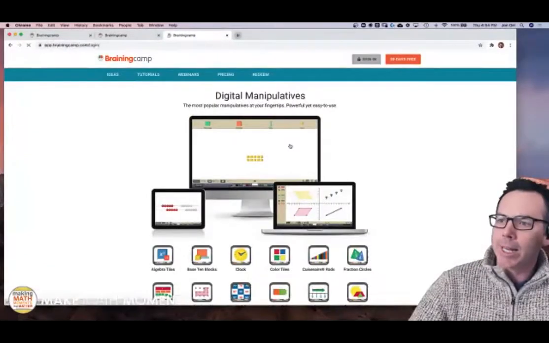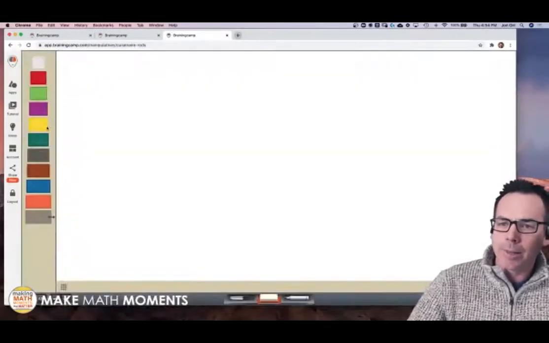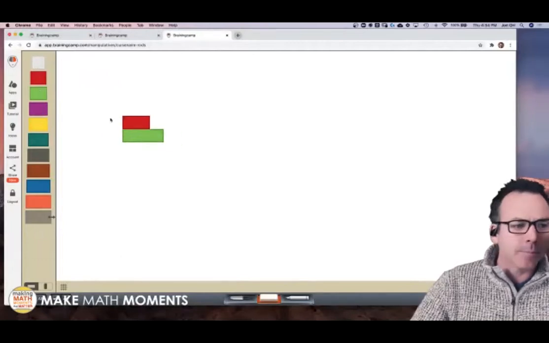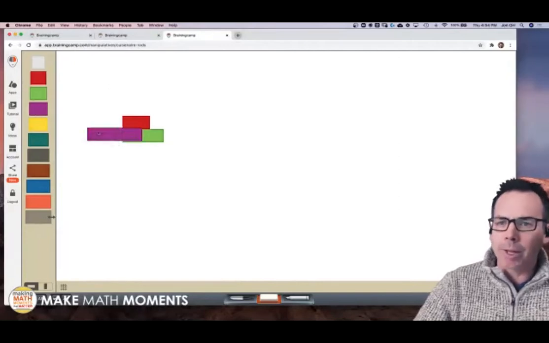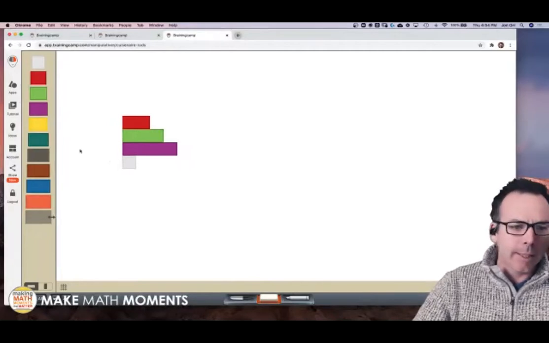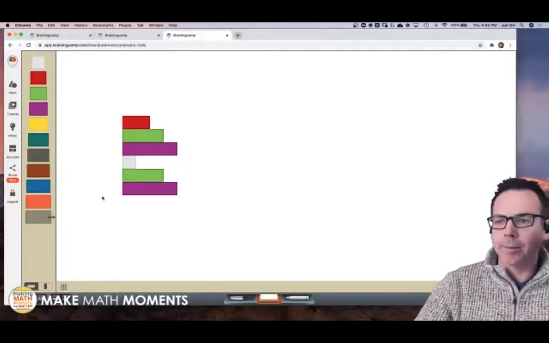So over on Braining Camp, they've got lots of tools here. I did the cubes. You already saw the number lines. There's Cuisenaire rods here. And so you can build it out there. If they say that's 1, then that's 2. And then there's a doubling right here. And then what do we have? We have, say, thirds right here. And then we go back to 1. And then we have, say, the doubling again. And then we have a third again. There we go. That's the same one on your screen there, Kyle.